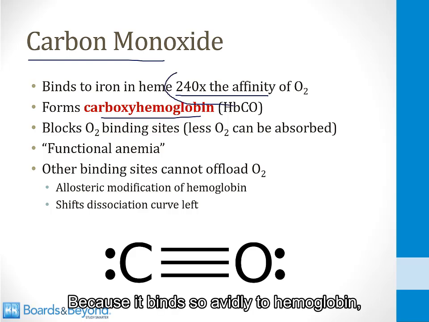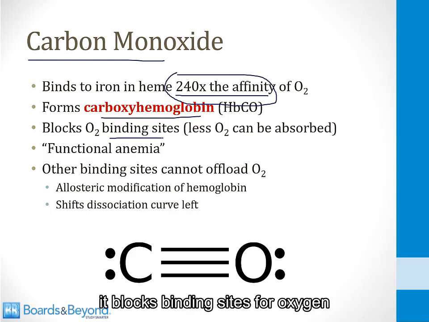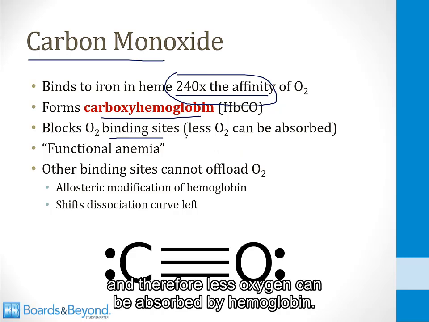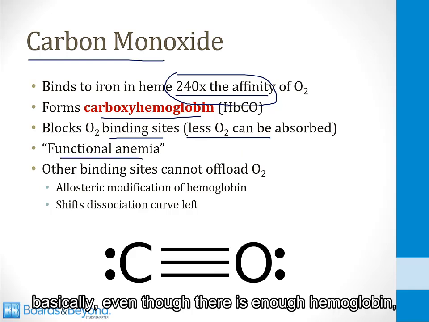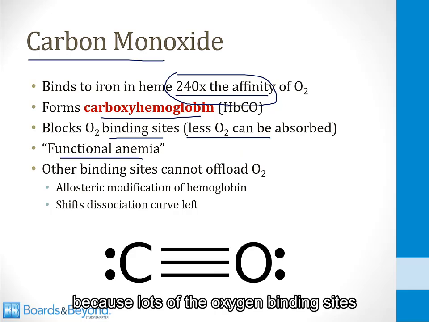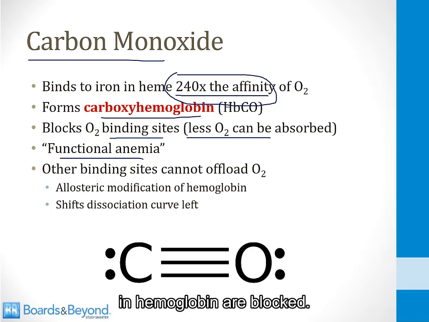Because it binds so avidly to hemoglobin, it blocks binding sites for oxygen, and therefore less oxygen can be absorbed by hemoglobin. This creates what's called a functional anemia. Basically, even though there is enough hemoglobin, the body behaves as if it's anemic because lots of the oxygen binding sites in hemoglobin are blocked.